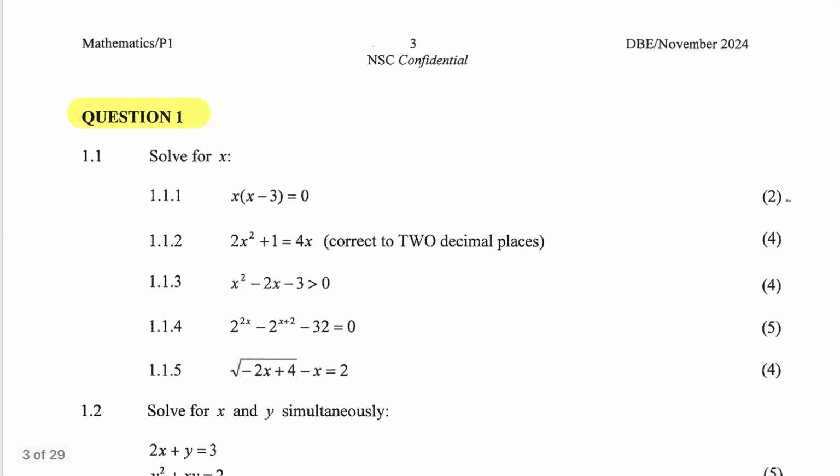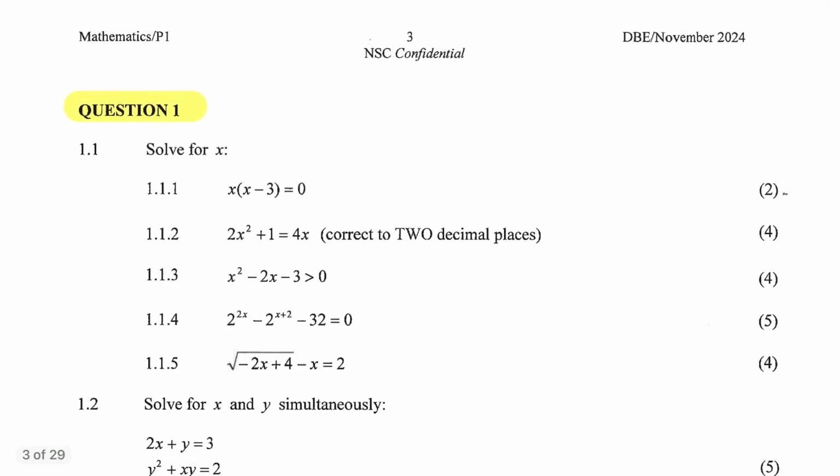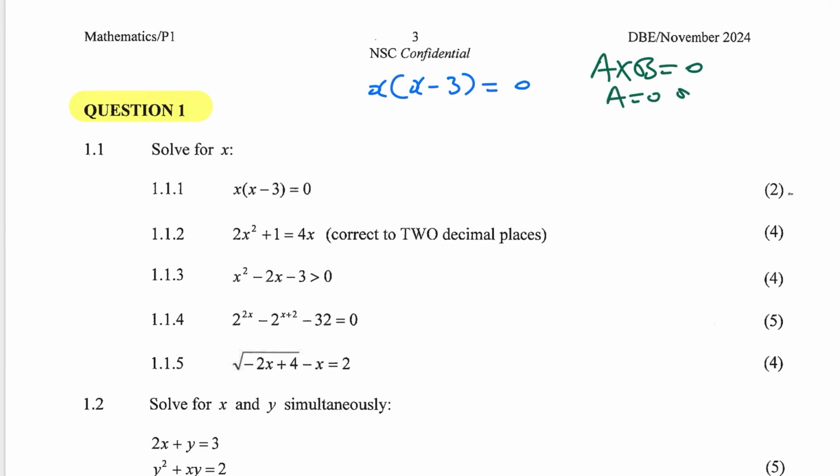Solve for x. I'll go through it with you. I've done so many videos on how to solve for x, but I'll go through them again with you. So here they say you've got x times x minus 3 is equal to 0, and you have to solve for x. What you need to know here is if you have a times b is equal to 0, one of the two must be equal to 0, essentially. It's either a is equal to 0 or b is equal to 0. So if you have x times x minus 3 is equal to 0, it's either x is equal to 0 or x minus 3 is equal to 0. And x minus 3 is equal to 0 could be written as x is equal to 3. And that's how you solve for 1.1.1.